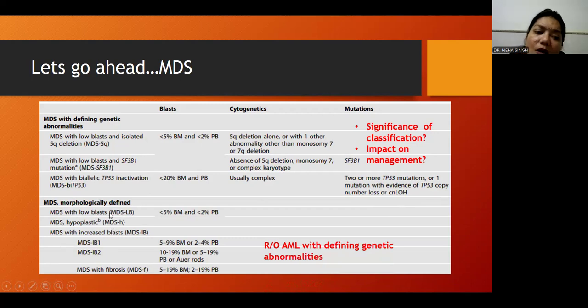The significance of the morphologically defined MDS is based highly on the percentage of blasts. So one thing that you have to be very cautious about is whether you're reporting something as MDS increased blasts or AML, because if you remember, the latest WHO has removed the cutoff for blasts. So if you say there are 10% blasts and it comes out to be NPM1 positive, you're going to label that case as AML and not MDS-IB2. So that should be a very alert diagnosis. You should be ruling out all the defining genetic abnormalities, which include the common AML translocations, NPM1, CEBPA, TP53, etc., to be able to label the case as MDS-IB2.